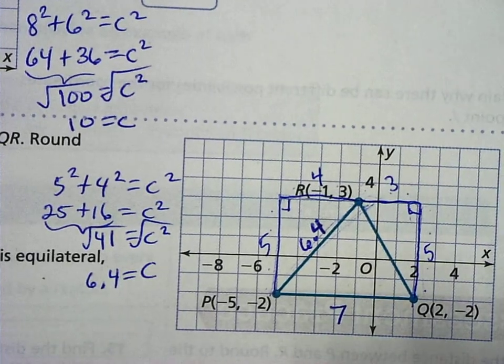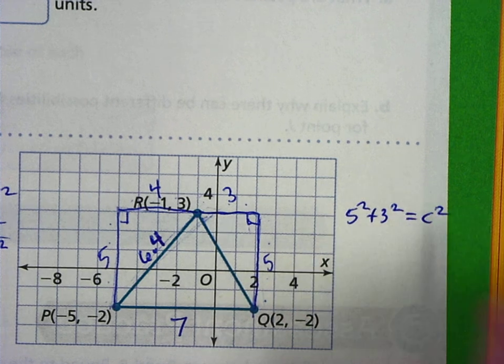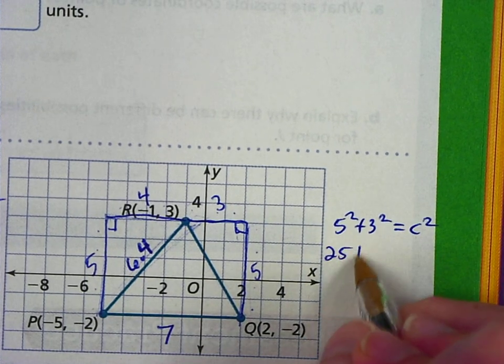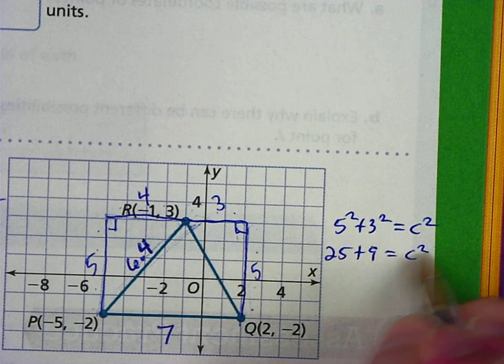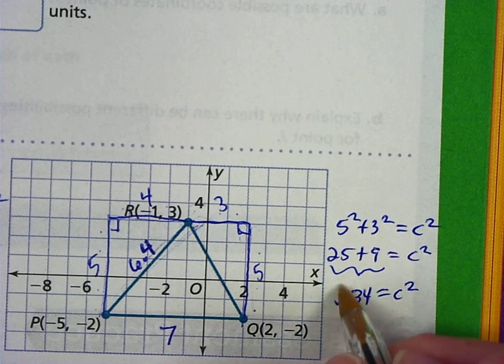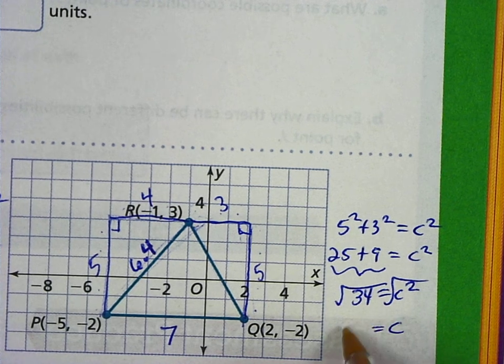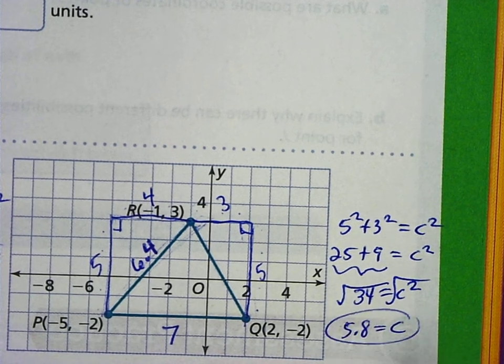So now we're going to use that in the Pythagorean theorem. 5 squared plus 3 squared equals c squared. So now 5 times 5 is 25. 3 times 3 is 9. Let's add these two together. So 34. And now I'm going to find the square root of 34. So that is 5.8. Make sure you are rounding correctly.